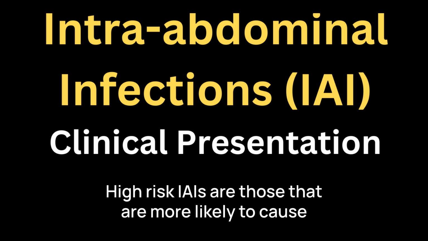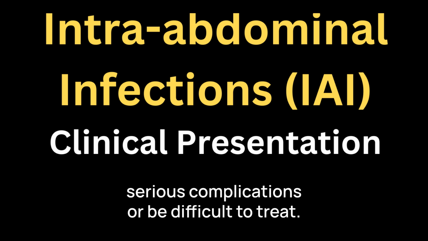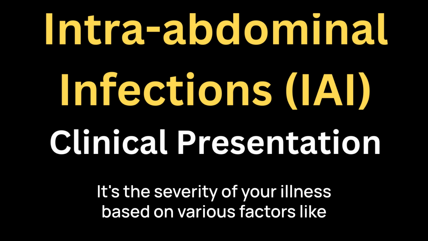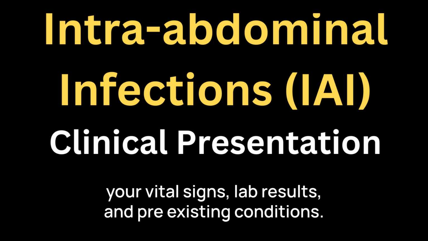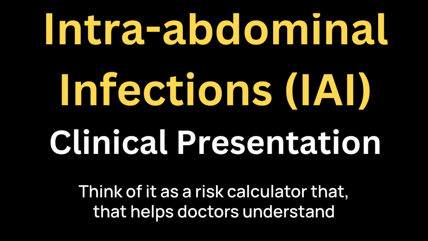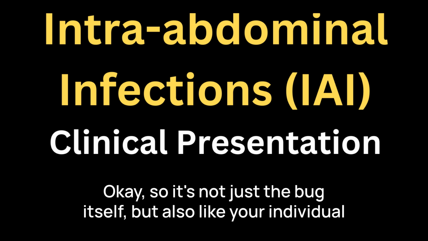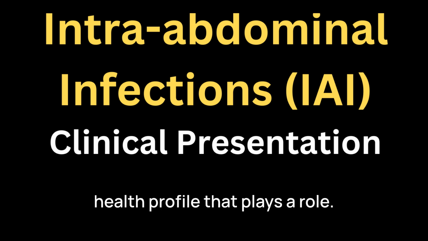Precisely. High-risk IAIs are those that are more likely to cause serious complications or be difficult to treat. One way doctors assess this risk is by using something called the APACHE-2 score, which essentially evaluates the severity of your illness based on various factors like your vital signs, lab results, and pre-existing conditions. Think of it as a risk calculator that helps doctors understand how sick you are overall. Okay, so it's not just the bug itself, but also your individual health profile that plays a role.